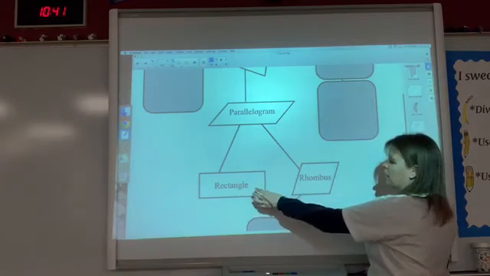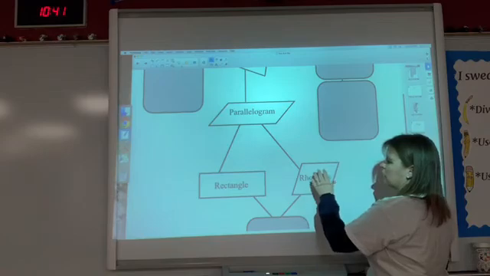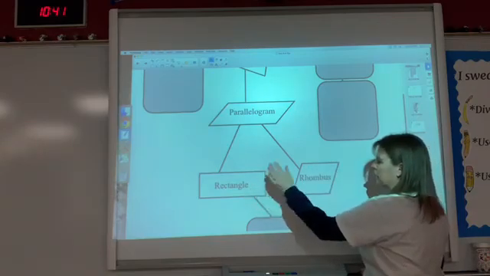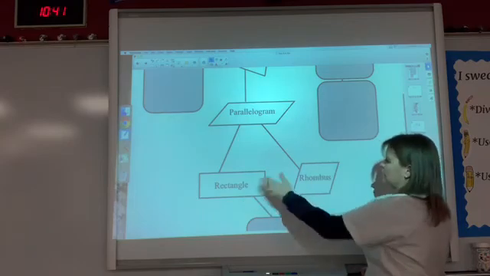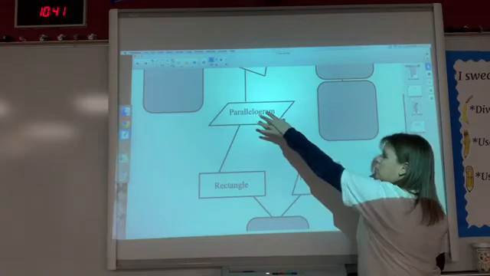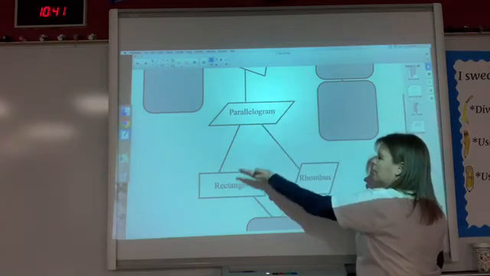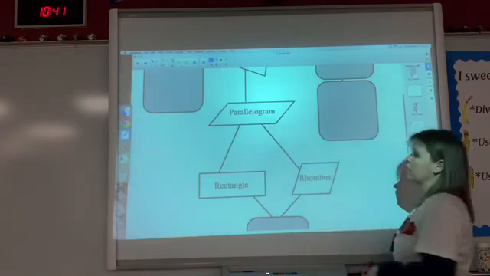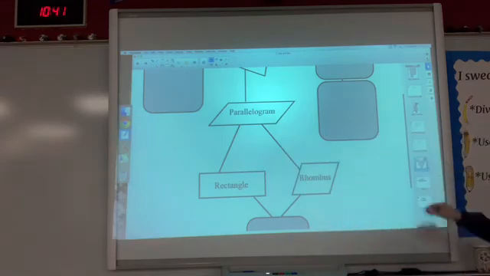This has four right angles. This doesn't. This has four congruent sides. This doesn't. This has perpendicular diagonals. That doesn't. That has congruent diagonals. That doesn't. So these two are not really related. But they do both descend from the parallelogram, meaning rectangle has all of the parallelogram's properties. The rhombus also has all of the parallelogram properties.